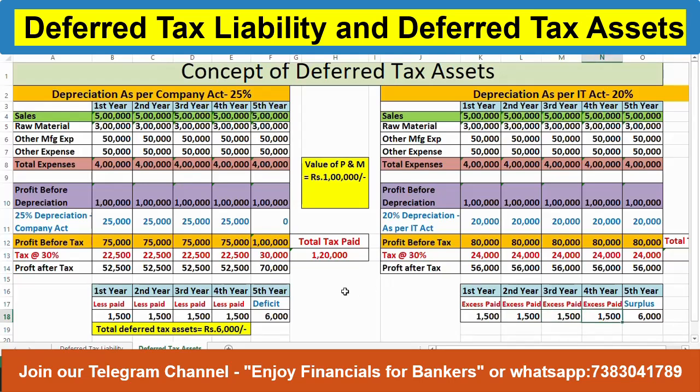But in the last year, as per Company Act, they have debited provision for tax of 30,000, whereas to the income tax department they have paid 24,000 still. That excess payment of 6,000 they have made from the cash, now they have recovered, as per the Company Act, this 6,000 rupees. So this is what I wanted to make clear about the deferred tax assets and deferred tax liability concept, friends.